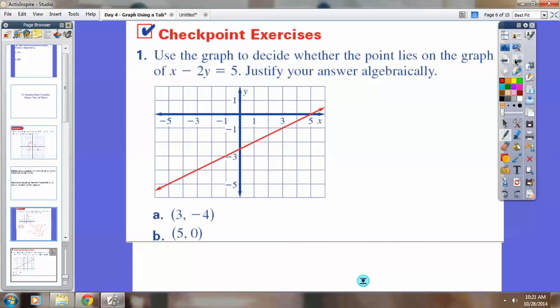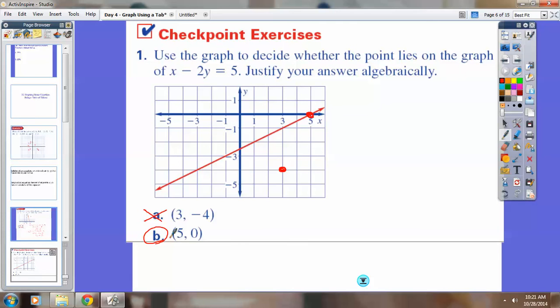What about 3, negative 4? Does that fall on your line? Let's see, Carly, did 3, negative 4 fall on your line? She says no. 3, negative 4 would be here. It's not a point on our line. So that should tell us that it is not a solution. What about 5, 0? Did that fall on your line? Yes, it does. 5, 0 is on our line. So the ordered pair in part B should be a solution.